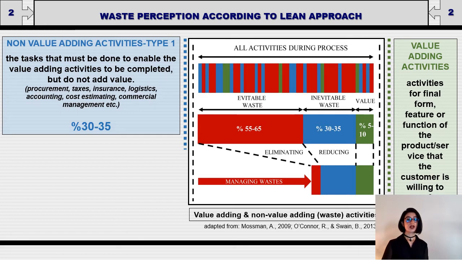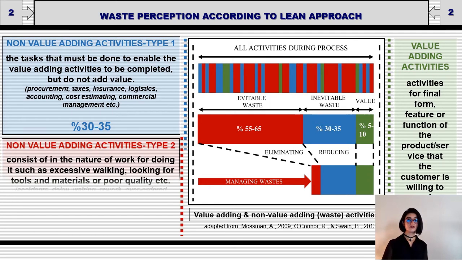They can be checked as type 1 and type 2. Non-value-adding activities, as you see at the blue one, are the tasks that must be done to enable the value-adding activities to be completed but do not add value. These can be procurement, taxes, insurance, logistics, accounting, cost estimating, commercial management, etc. These activities of type 1 are generally 30 or 35% of all activities.